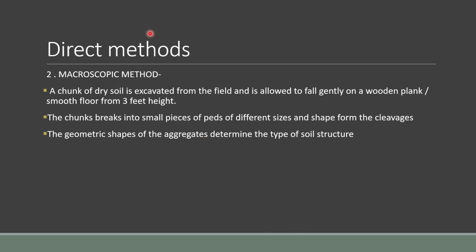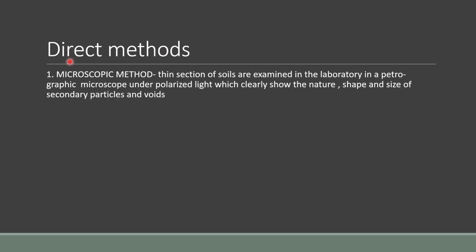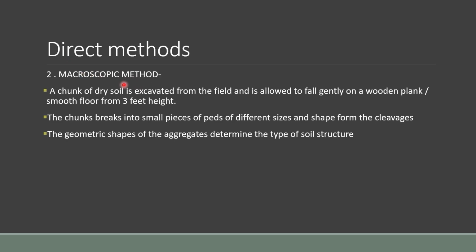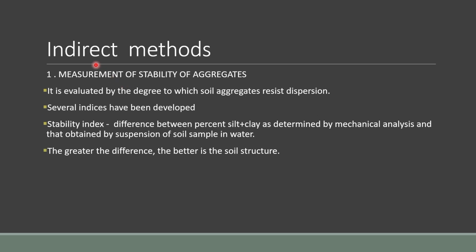So these are very easy. Directly we are evaluating the soil structure. In the microscopic method, we are looking through a microscope. In the macroscopic method, we are directly seeing the soil structure. Then next we will see the indirect methods.